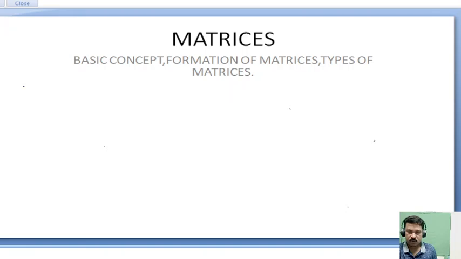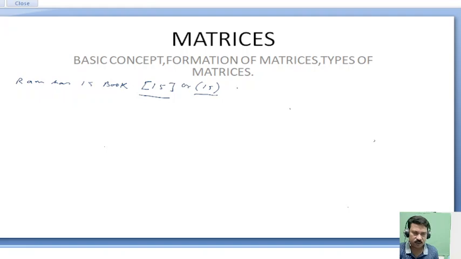We narrate a story. Suppose Ram has 15 books. We may note it in a box as 15. This is some kind of matrix.